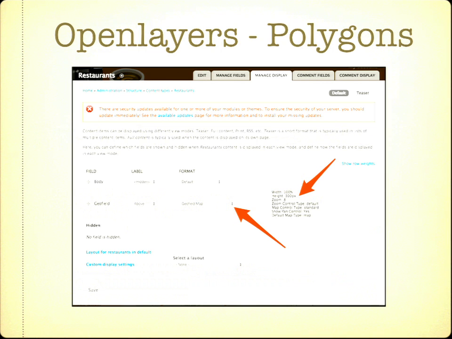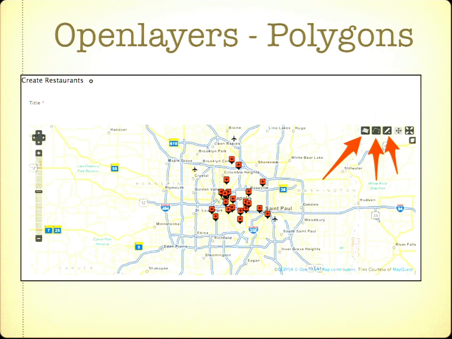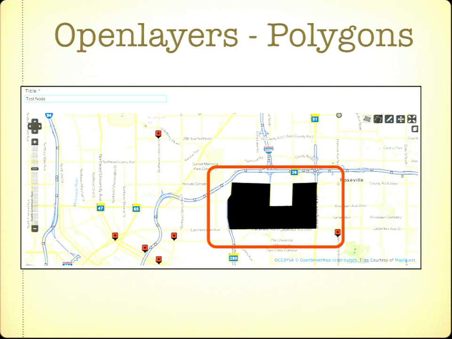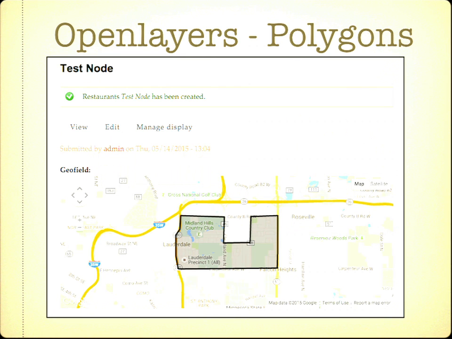We can see that there in the settings, and then in the display, we want to display the map. So now when I go as an editor to add a node, it actually displays a map for me, and you'll notice up in the upper right-hand corner I have a polygon tool, a line tool, and a point tool. The user can either drag and put a dot right on the map, or they can actually draw a shape onto the map. And then when we go to look at the node, there we have the shape right there on the node.